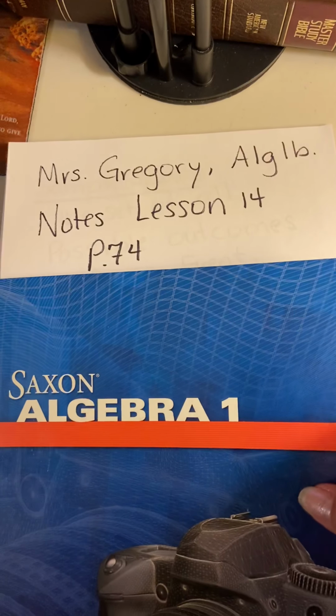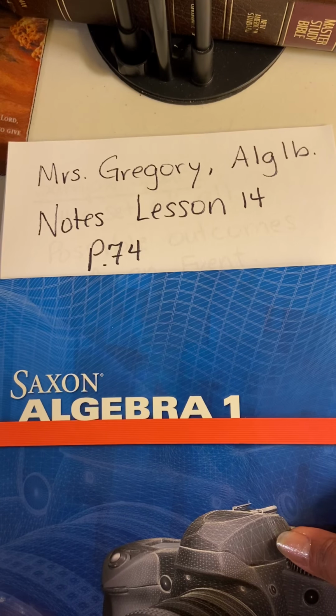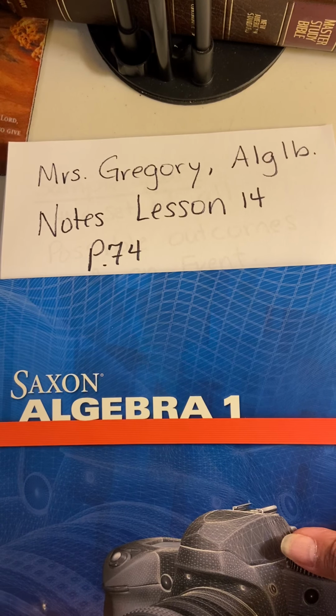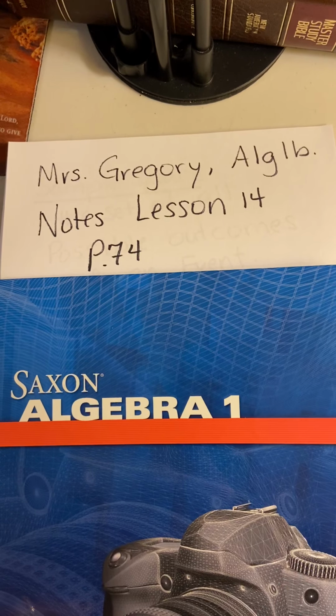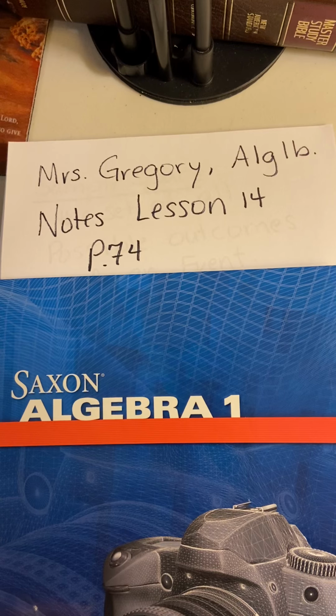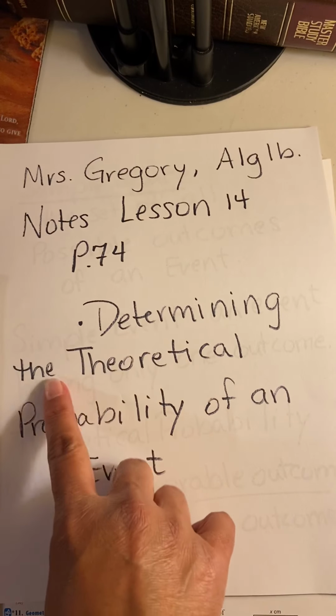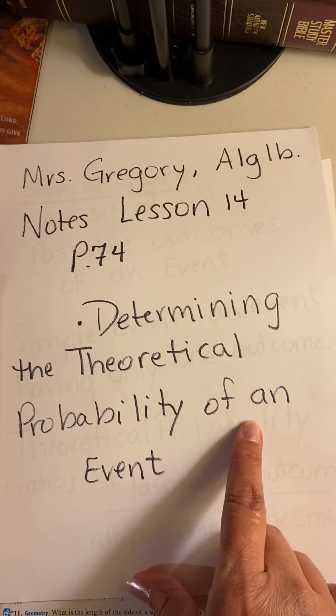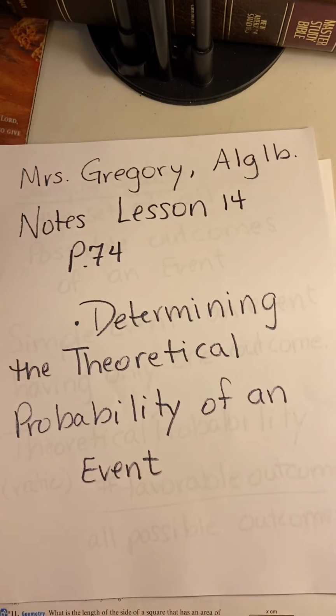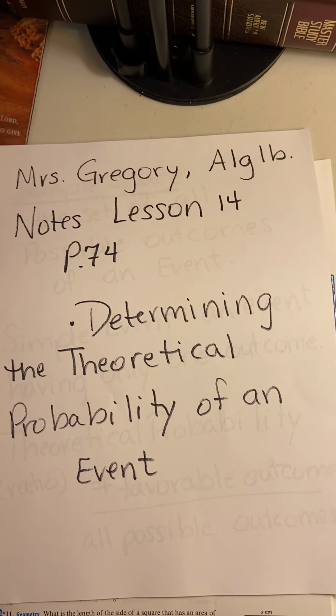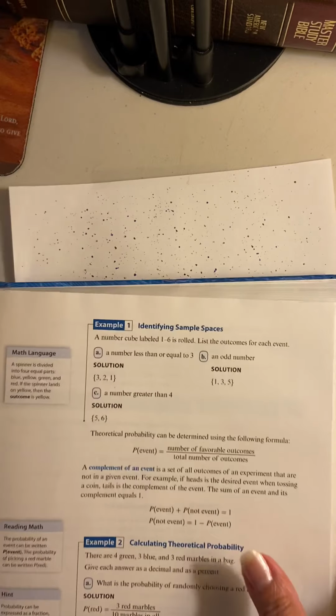Today we're going to be doing notes on lesson 14, and we'll be on page 74. In the next couple of weeks we are going to do a series on probability and statistics, because I'm not sure that we have ever had that. So I wanted to go back and start from the beginning of basic probability. Our lesson today is determining the theoretical probability of an event. I want you to be on page 74 so you can follow along with me.